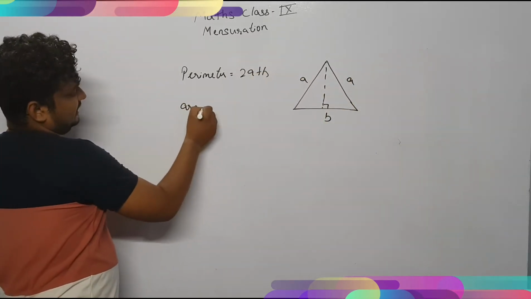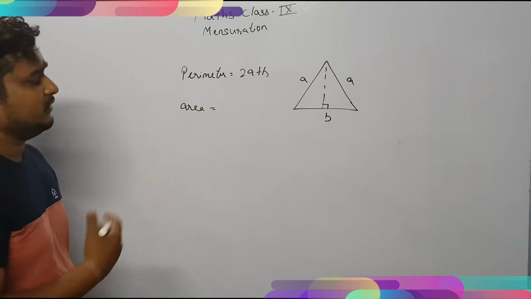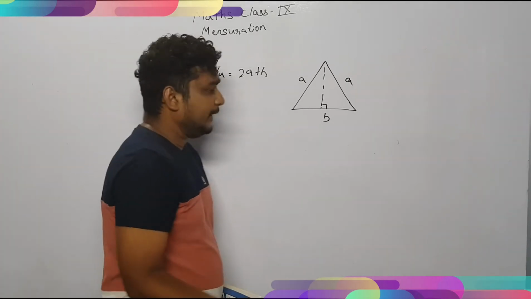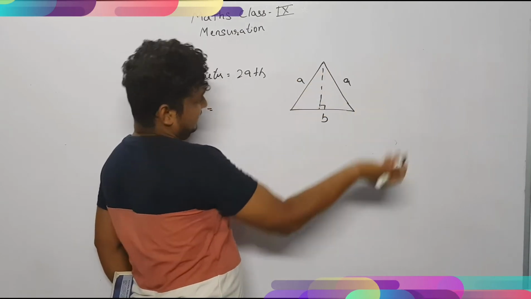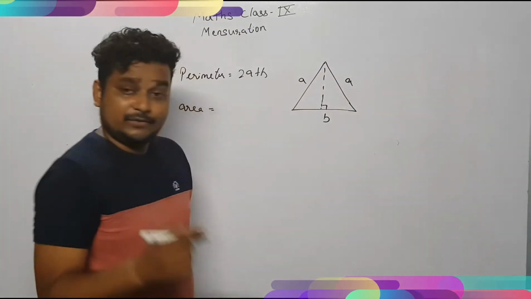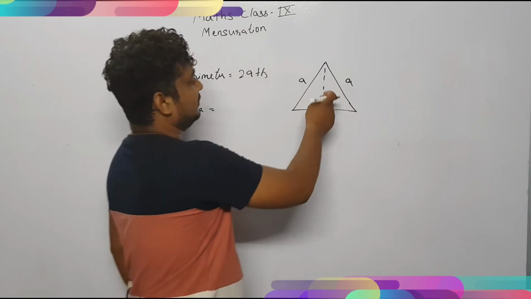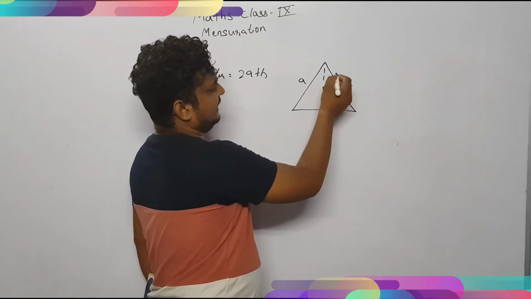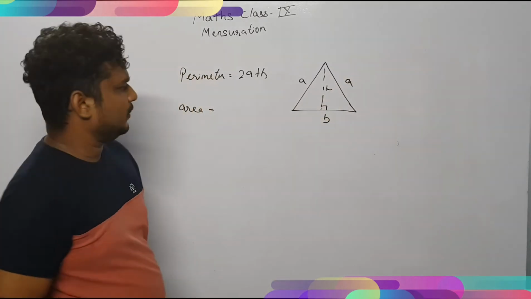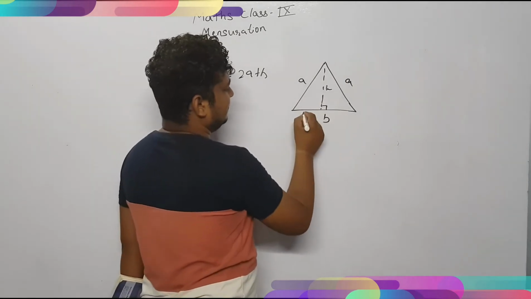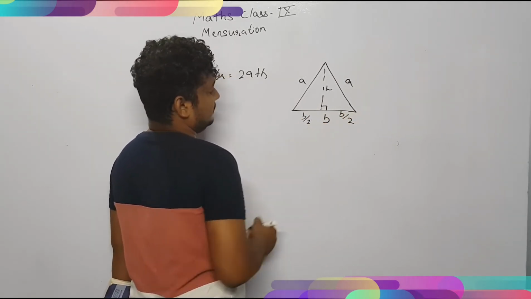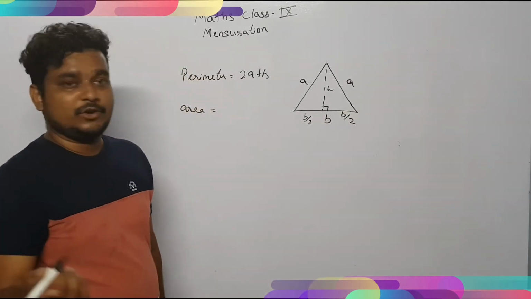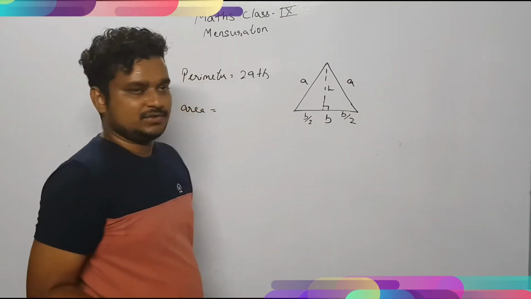So what is the area? In order to find the area, we need to find the height of this. So let us consider this as height, and we will find that height in terms of A and B. Okay, so this particular length is B, then this will be B by 2. So this will also be B by 2. Clear with this? So in the previous chapter you have read about the Pythagoras theorem.